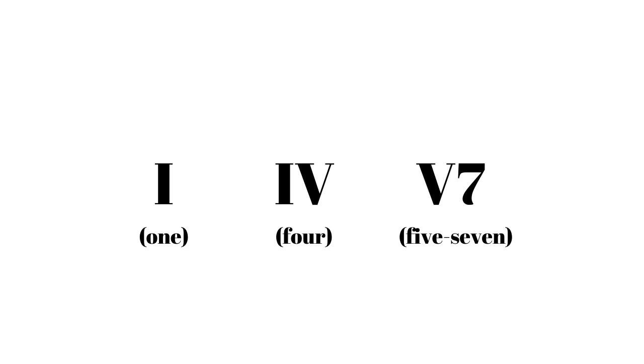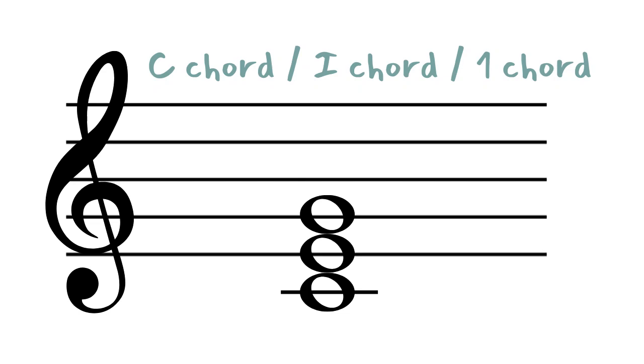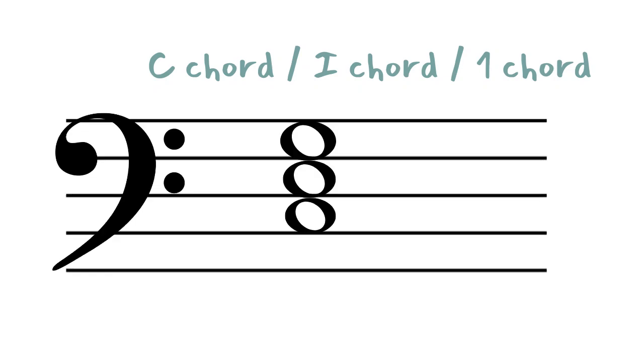We have I, which stands for 1 if you don't know Roman numerals. We have the 4 chord, which is written as IV, and then we have the 5-7 chord, which is written as a V and then a 7. We're going to start with the 1 chord. In C major, this will be C, E, G, and I'll have these written out on the screen so you can see the visual. This is just the bass chord. If someone tells you to play a C chord, this is what you would play.